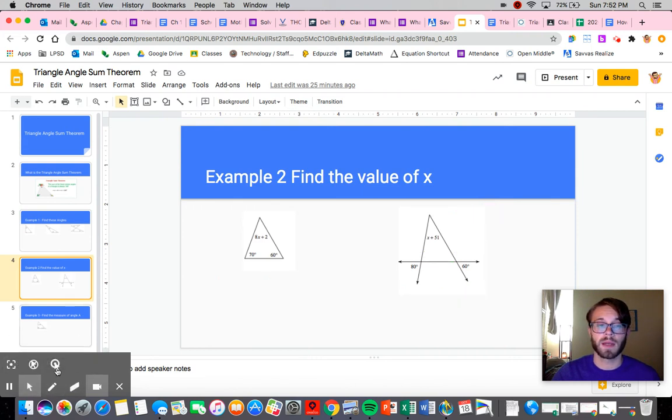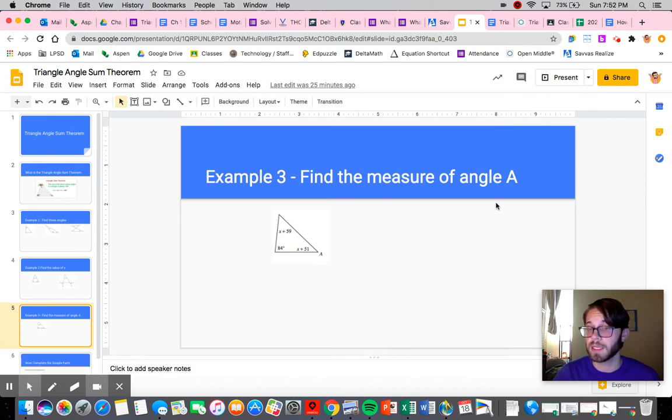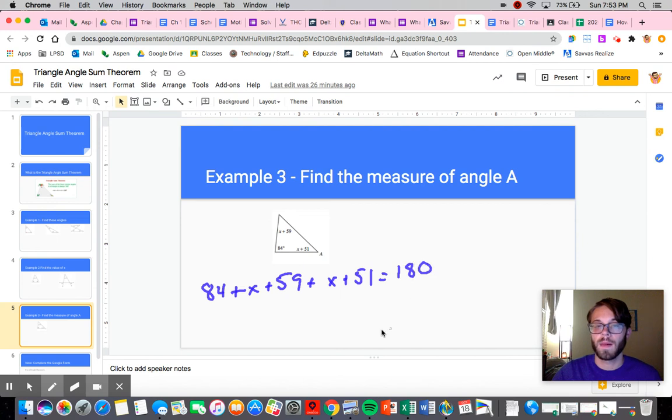All right, last one. And now we're actually just going to do an example where we then have to plug in what we get for x. Okay, so last one. So again, using the triangle angle sum theorem, they add up to 180 degrees. So I get 84 plus x plus 59 plus x plus 51 equals 180. So I'm going to combine my two x's, so I get 2x. I'm going to combine everything else.